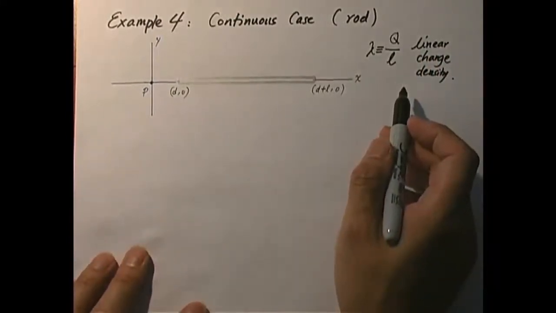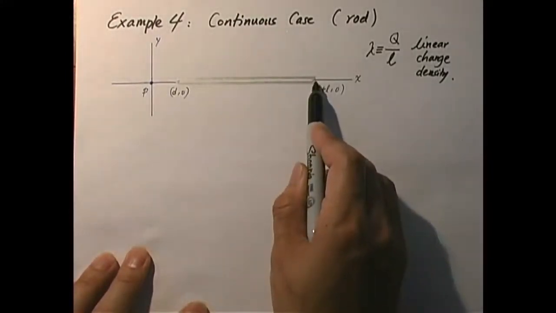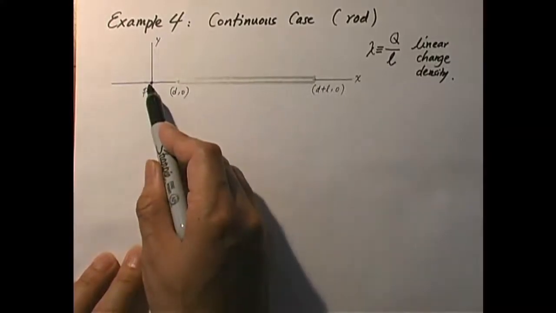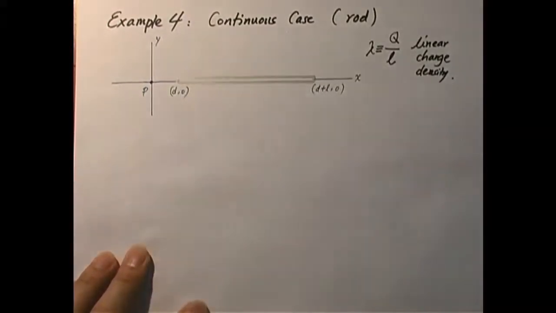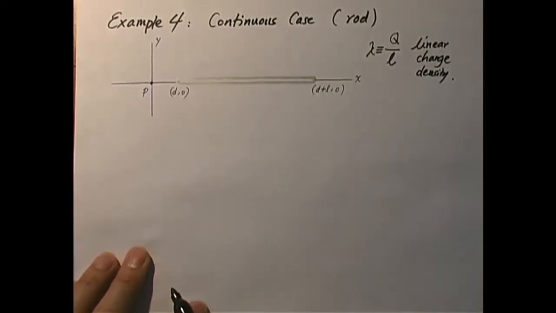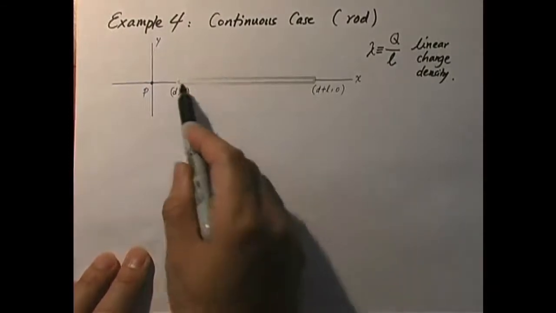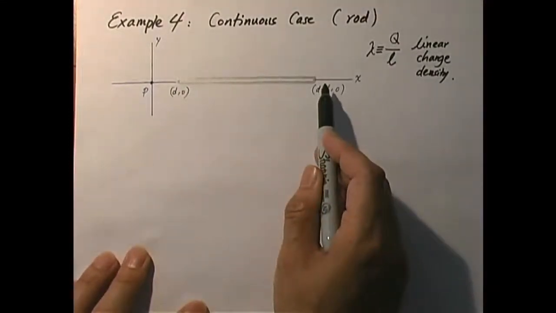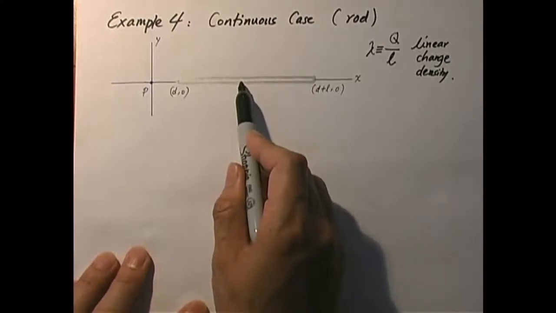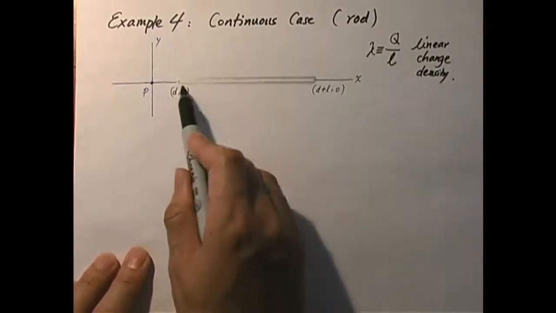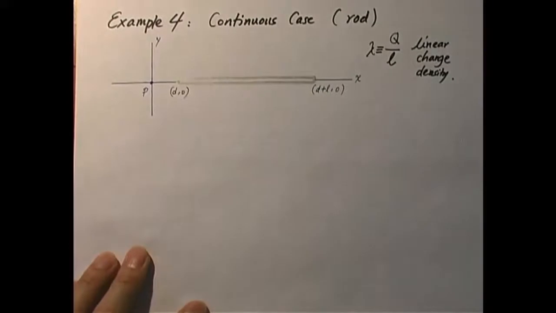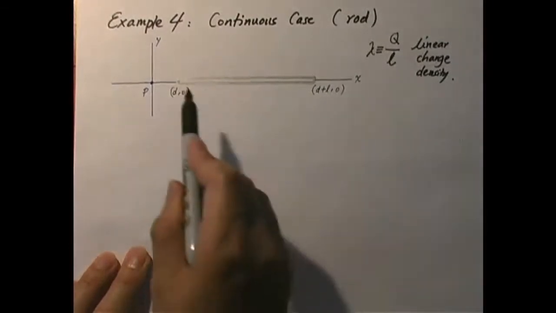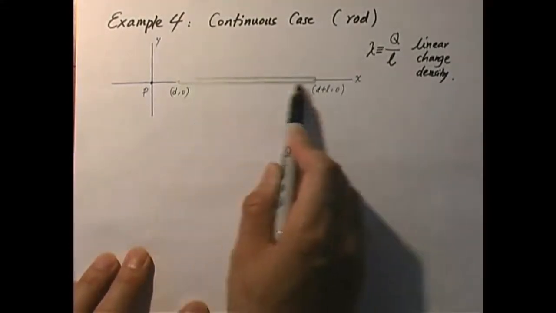The question is, how does one calculate the electric field produced by this uniformly charged rod at point P, which is the distance d from one of its ends? Let's see how we can do that. The idea when it comes to a continuously distributed charge is that we're going to cut it into infinitesimally small pieces, find dE from each little piece, and then we integrate over dE to pick up the contribution from the entire system.